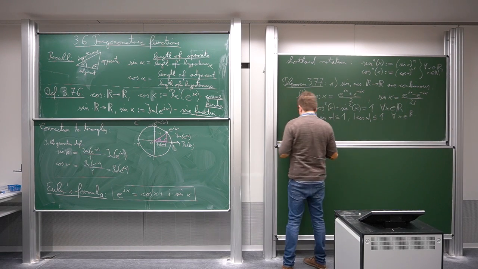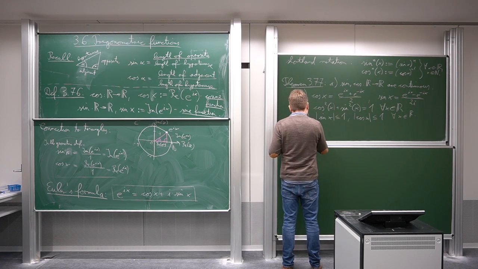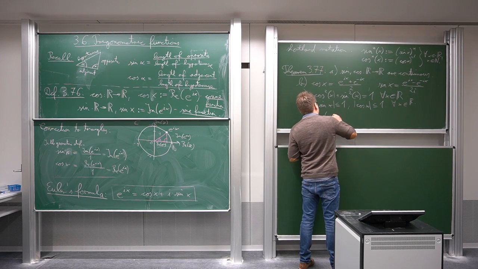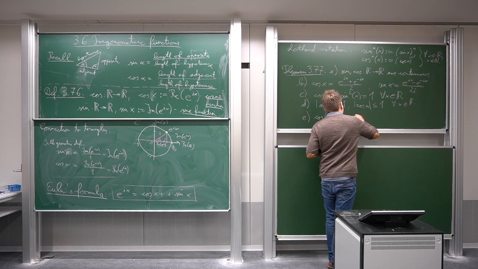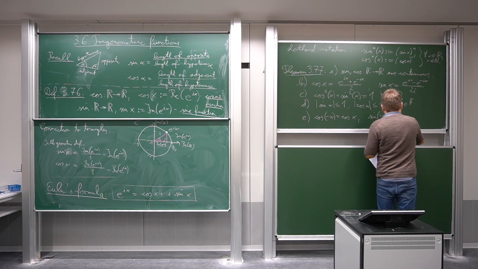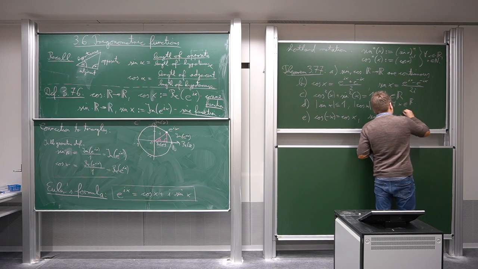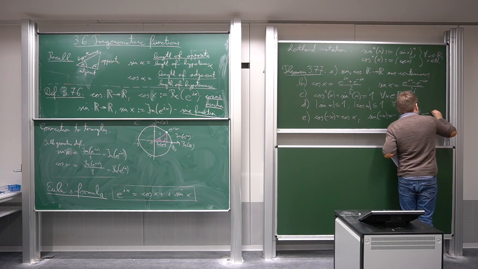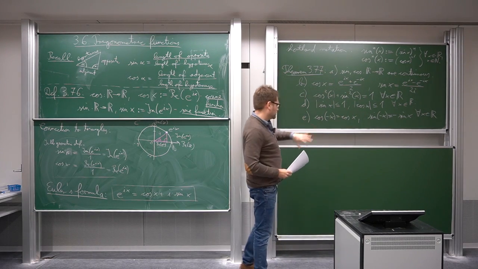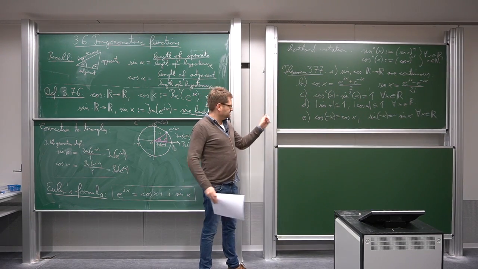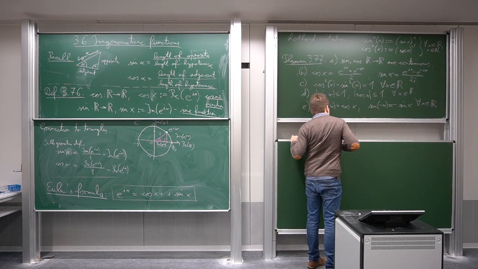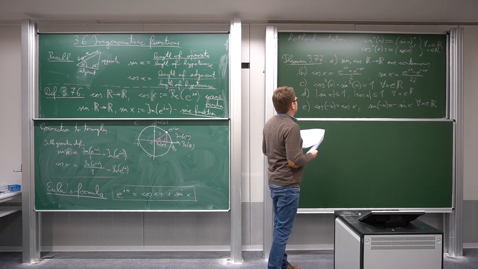And finally, a symmetry property. E, namely the cosine of minus x is the cosine of x, and the sine of minus x is minus the sine of x for all x in R. You probably all now have the graphs of sine and cosine on your mind, where you can basically see this geometrically, but we shall prove this now very formally. Okay, so much for that. So let's prove these properties.